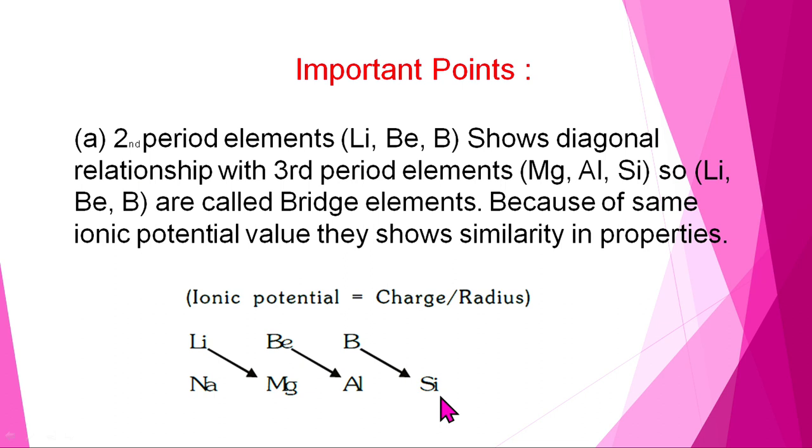So this relationship is called diagonal relationship. And what is the reason for this relationship? Because the ionic charge and the radius ratio is similar in these cases. That is why they show diagonal relationship.